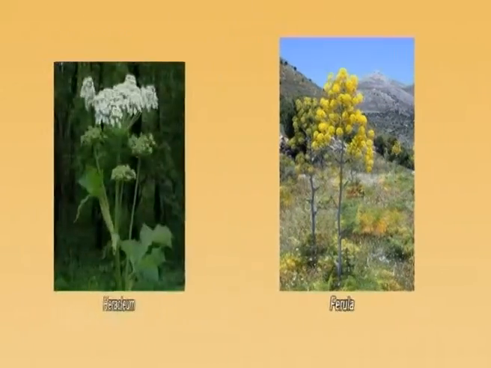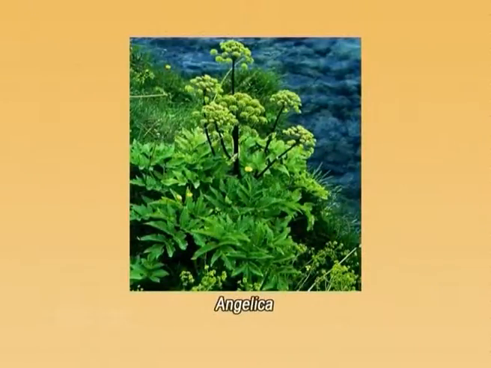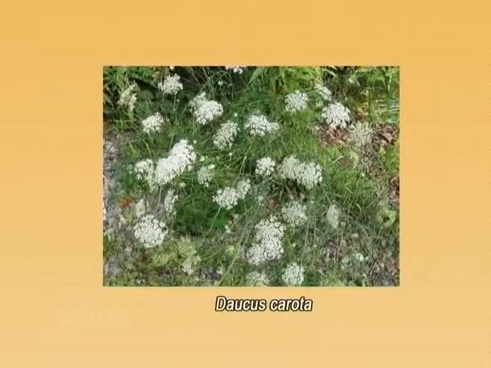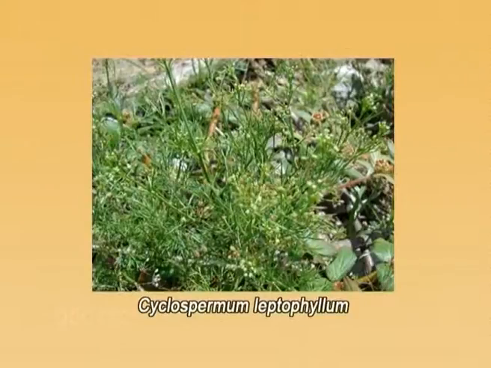Many species of Apiaceae have medicinal value. Some of the species of Ferula, Heracleum, Angelica are used in traditional medicine. Some of the species of Apiaceae are noxious weeds. Some of these are Daucus carota, Eryngium foetidum, Cyclospermum leptophyllum, and many more, which are noxious weeds throughout the world.